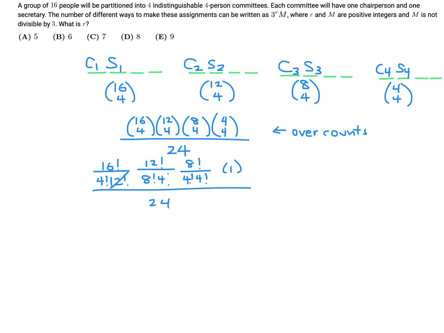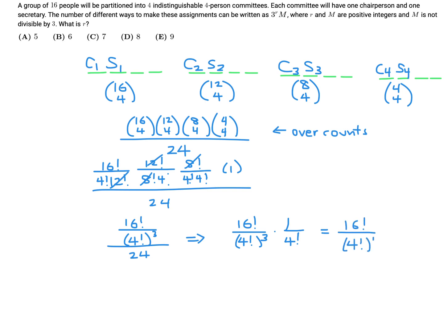And then that's a nice 24. Okay, that 12 cancels with that, 8 cancels with that. So I'm just left with 16 factorial over, what am I left with here? 4 factorial, and it looks like there's 3 of them. And then don't forget that was a 24. Well, 24 itself was 4 factorial, so if you invert and multiply, it would be basically 16 factorial over 4 factorial to the power of 4.